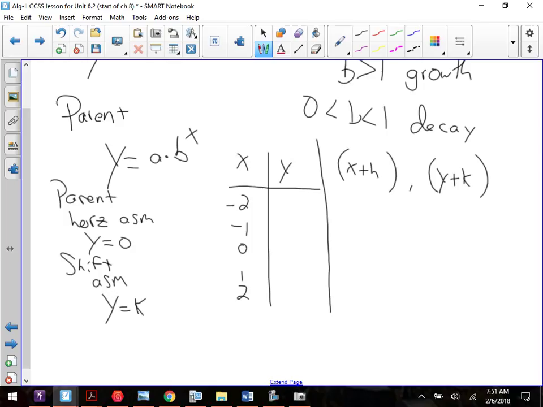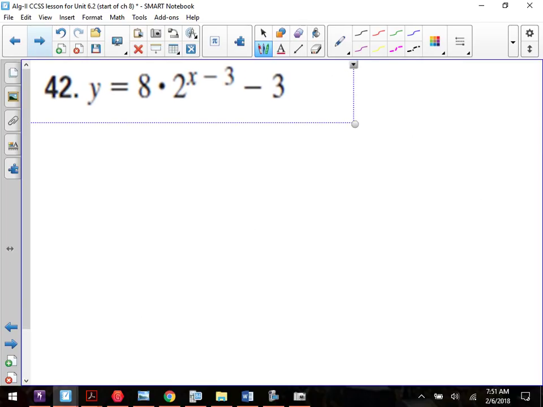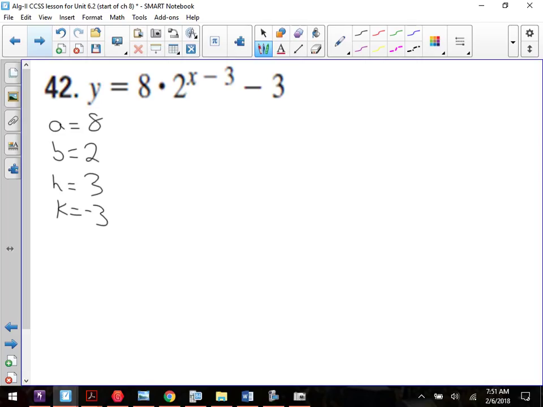So, going into 42, we have y equals 8 times 2 to the x minus 3, minus 3. And just like whenever we have a, h, and k problems, I always like to label everything. So we have 8, 2, 3, and negative 3. Okay. And from there, it's just a matter of plotting points. Growth.